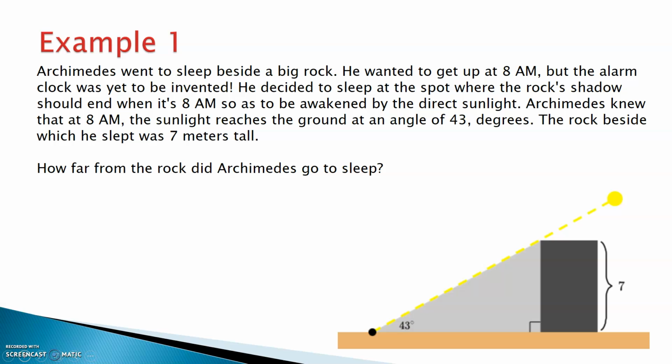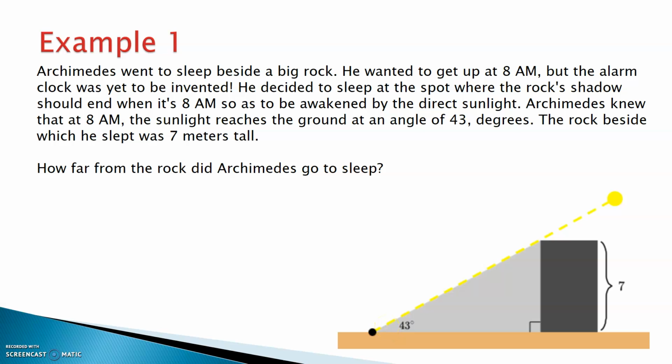All right, let me read you guys this. It says Archimedes went to sleep beside a big rock. So here we see this big rock right here. He wanted to get up at 8 a.m., but the alarm clock was yet to be invented. He decided to sleep at a spot where the rock's shadow should end when it's 8 a.m., so as to be awakened by the direct sunlight. So we see the sun, and it's going to cast a shadow, and eventually it'll wake him up at 8 a.m.